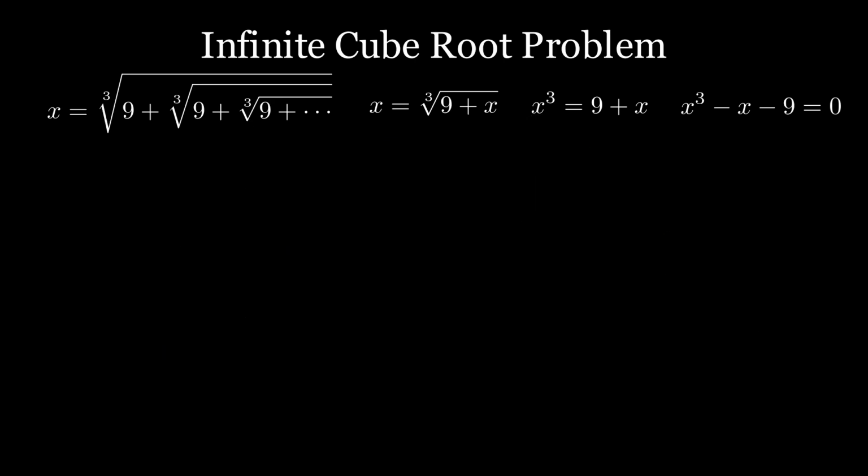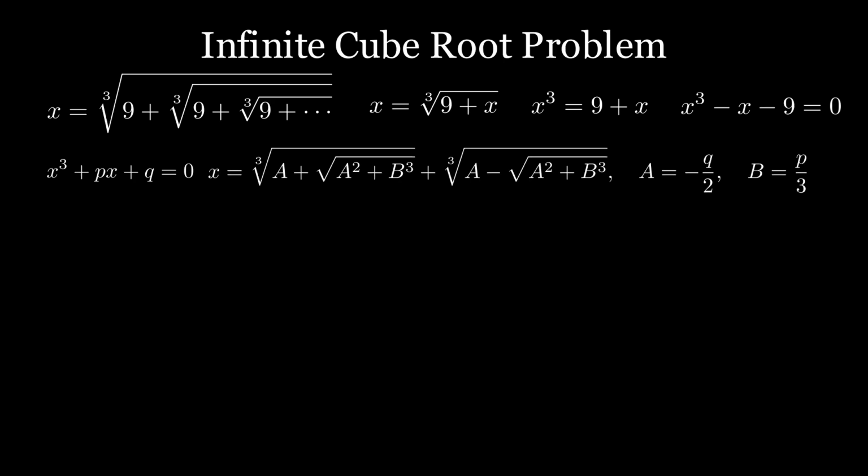Now let's solve it algebraically using Cardano's formula. If we have a depressed cubic equation of the form, then the root of the equation can be found using this formula. Here, p is -1 and q is -9.